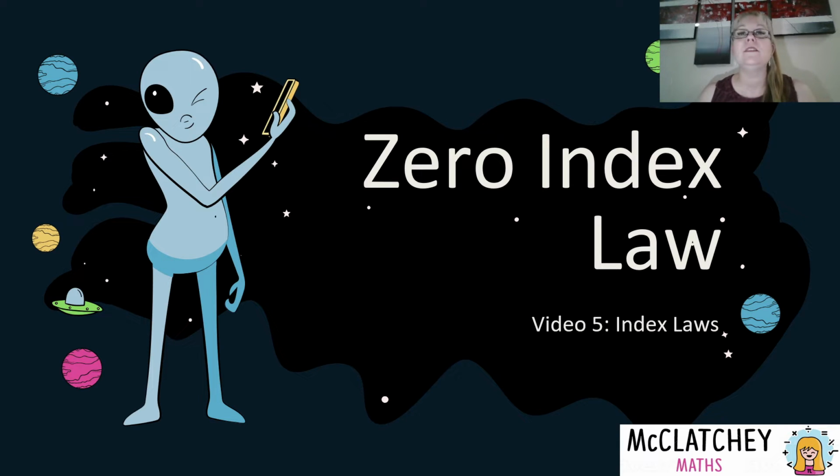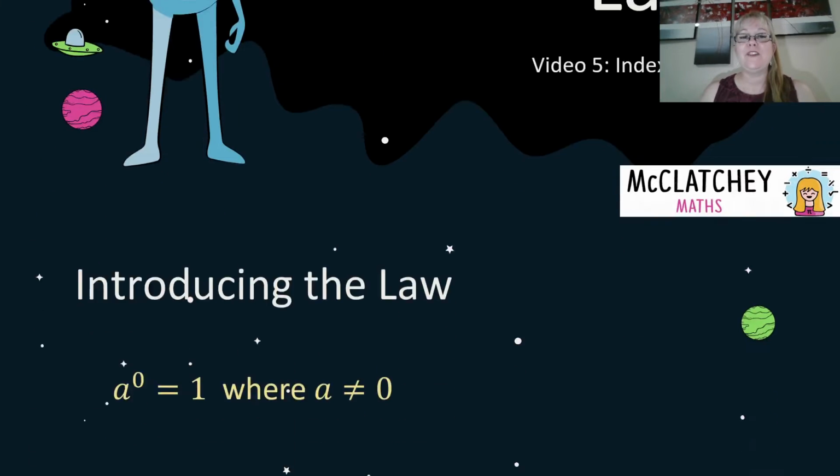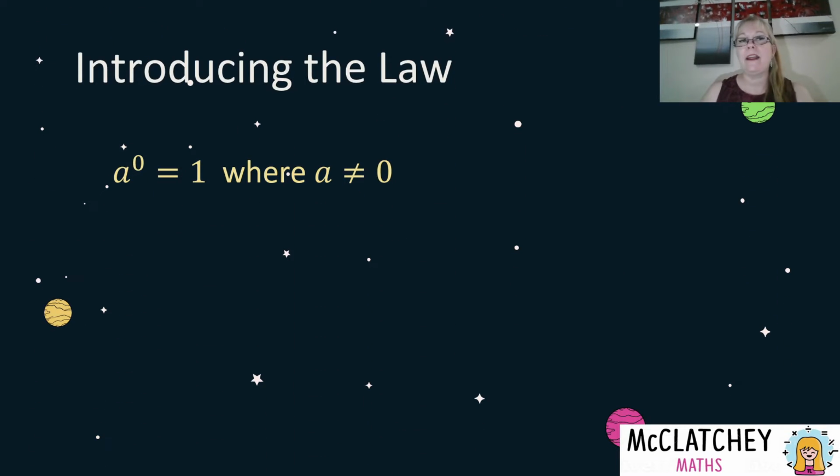We are continuing our video series here today on index laws, and we are looking at something called the zero index law. Let's get right into it. This is what our law looks like. You'll be familiar by now that we've got these laws with letters and powers, and then we unpack them with some numbers. That's what we're going to do today.